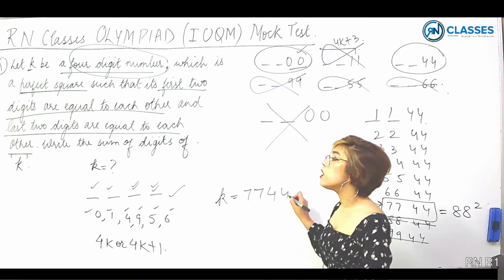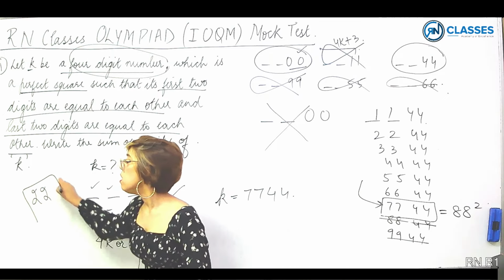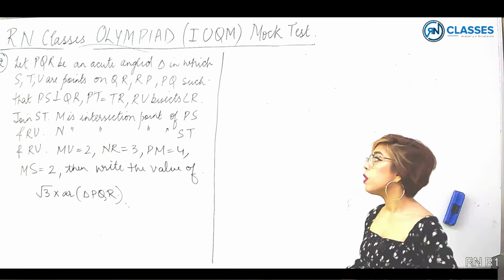I need to write the sum of digits. So obviously that will turn out to be 22, which is the final answer. Alright, now we are moving on to the next question.